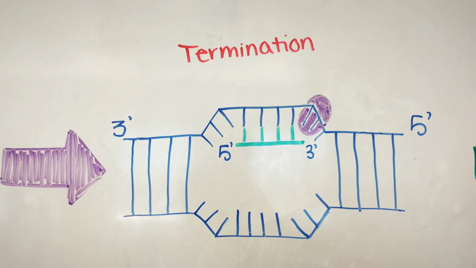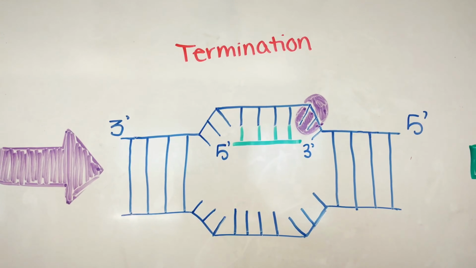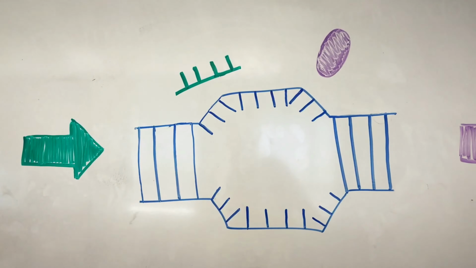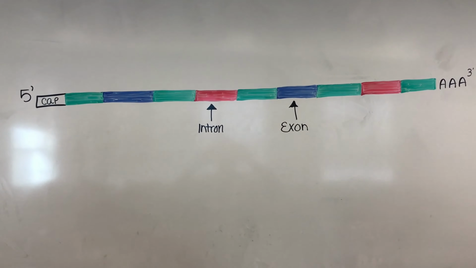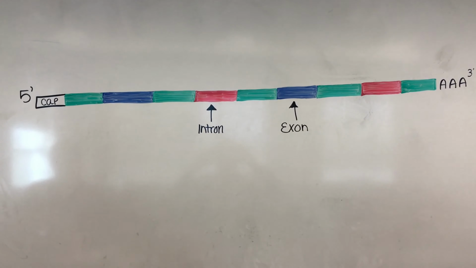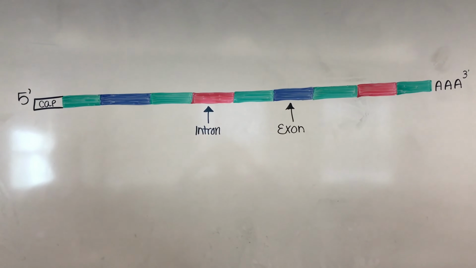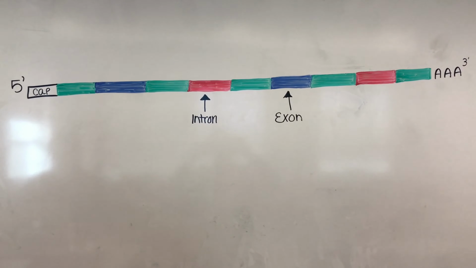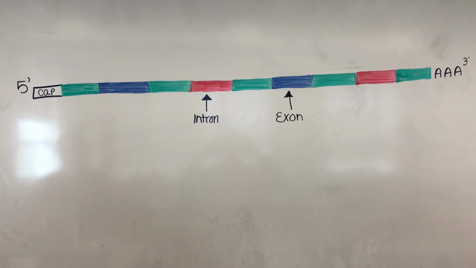Once the RNA polymerase reaches the end of the gene, termination occurs. The enzyme detaches from the gene, and the DNA is returned to its original state. The strand of messenger RNA that is made during transcription includes regions called exons, which code for a protein, and introns. The only way the mRNA can be used in translation is by removing the non-coding introns.